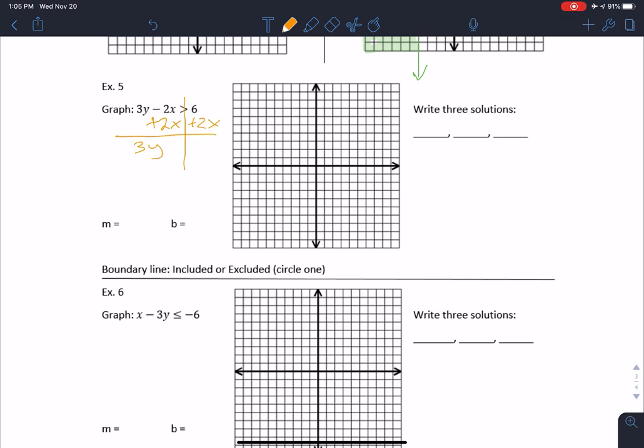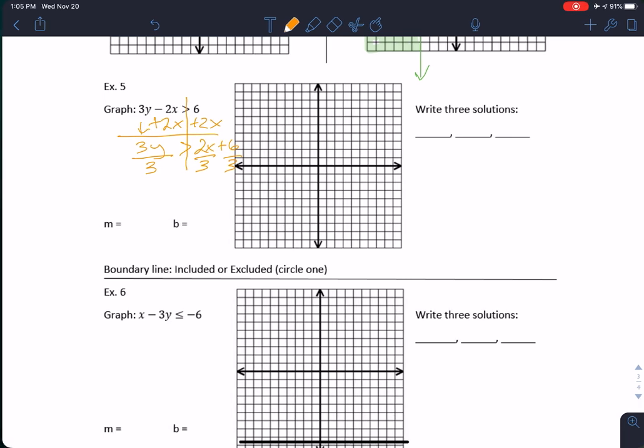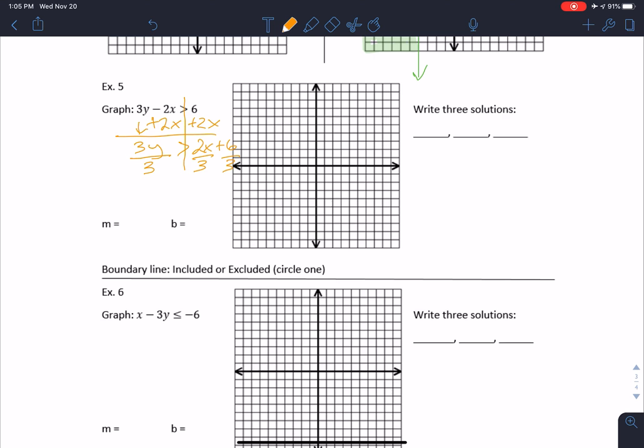I bring down the 3y. I bring down my symbol. I cannot add a 2x to a 6, so I just put them together, 2x plus 6, and divide by the number next to y, which is 3 on this one. And remember, when we're solving, if we multiply or divide, we have to be careful, because if the number we divide by is negative, we flip our symbol. But since the 3 is positive, I have no flipping to worry about. So these cancel, and I get y is greater than 2 over 3x plus 2. So now my m is 2 over 3, and my b is 2.